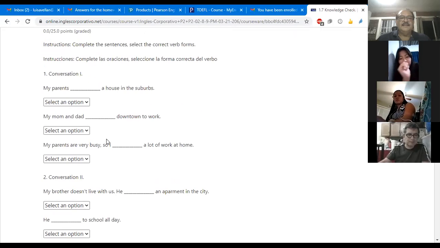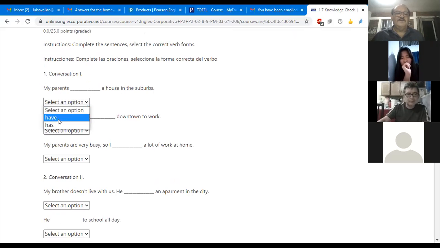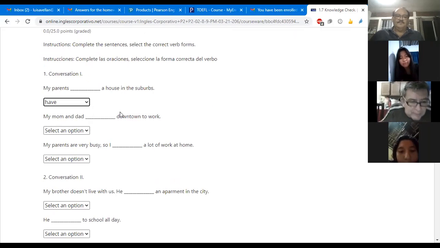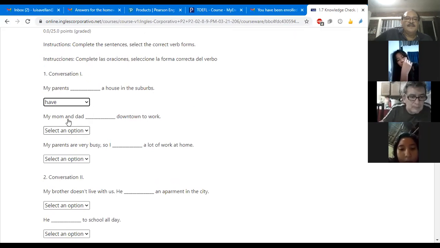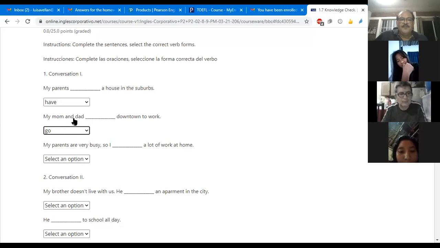Select the correct forms, and then we have complete the sentences. And you have two choices, have or has. Now, check. The subject at the beginning is plural or singular? We say have. Plural. The next one? My mom and dad goes. Singular or plural? Plural, then go or goes? Go. Remember that goes is only for he, she, it.